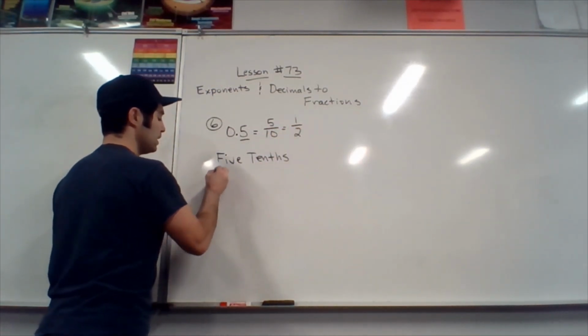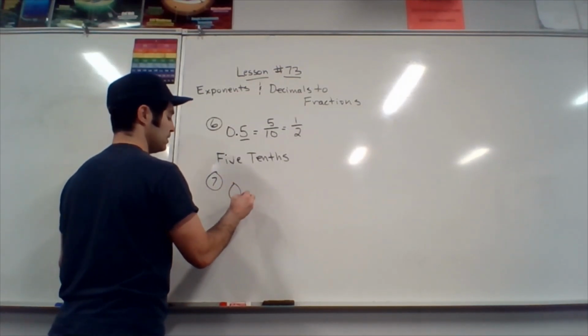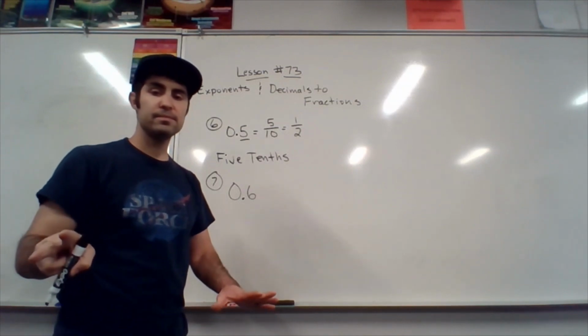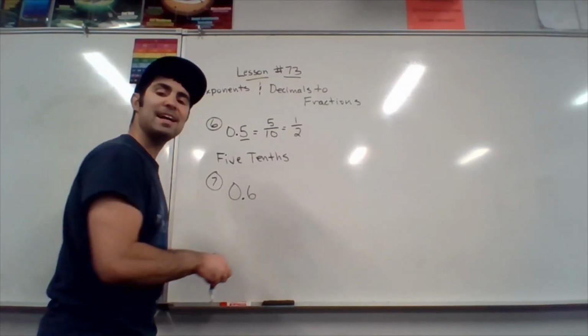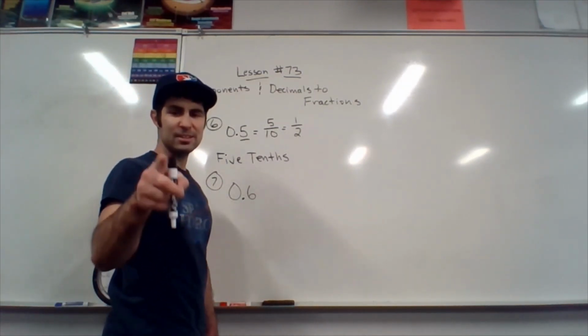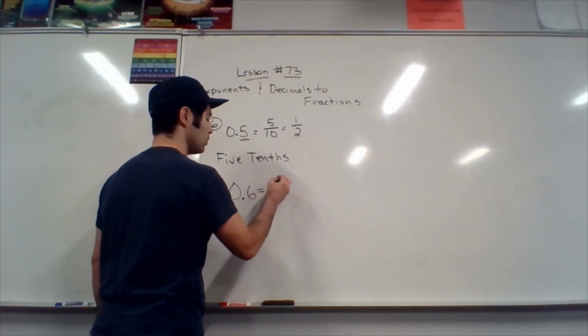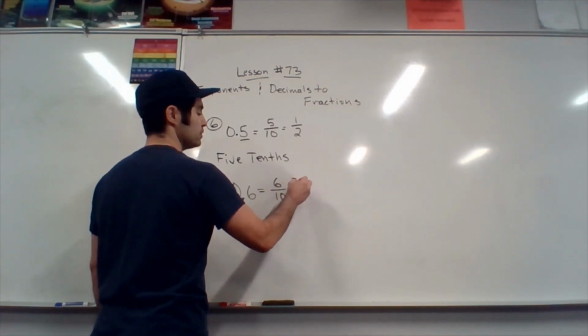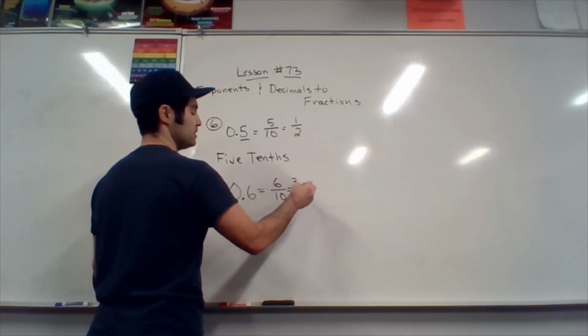So you try one. Let's try 6 tenths. Pause. All right, we're back. I hope you paused it and tried it on your own. This, of course, is 6 tenths. And then you have to reduce it. Half of both of those is 3/5.